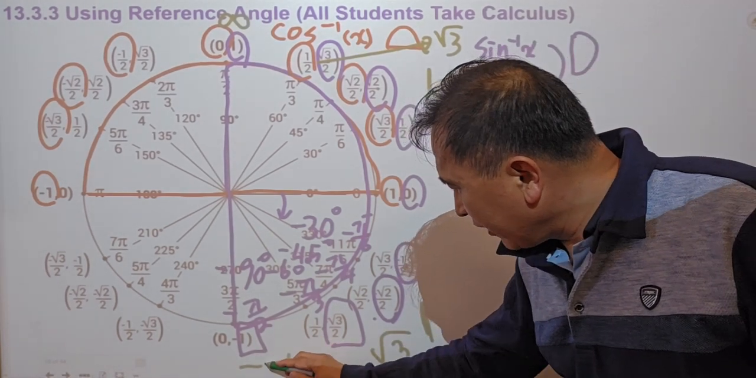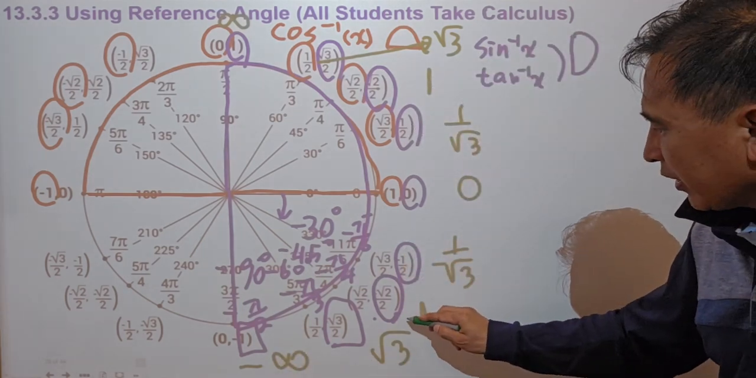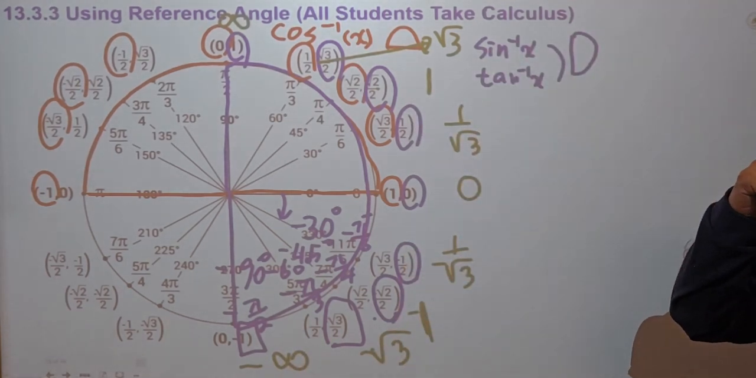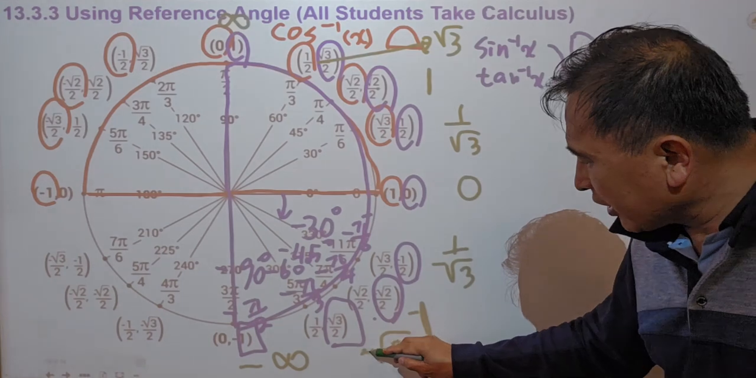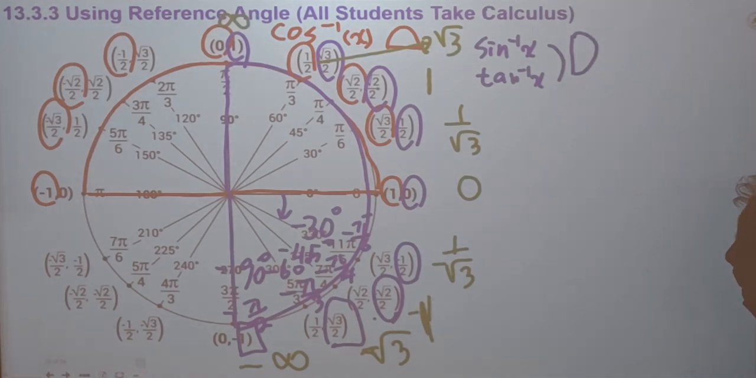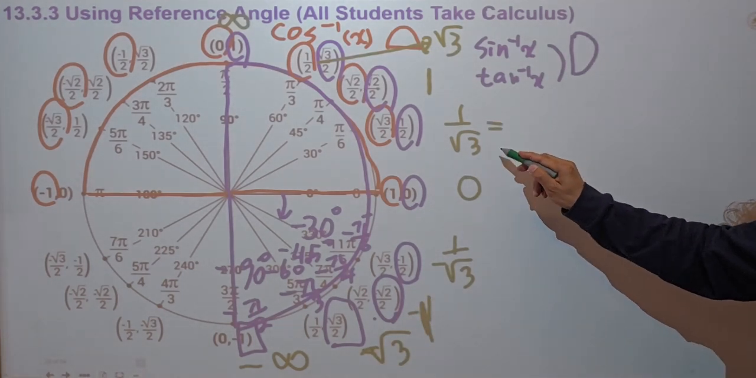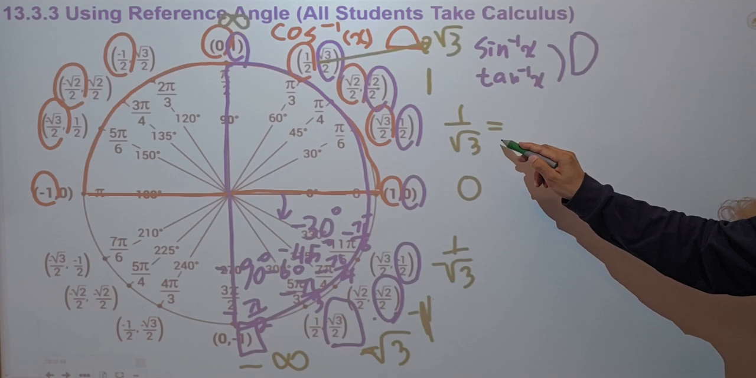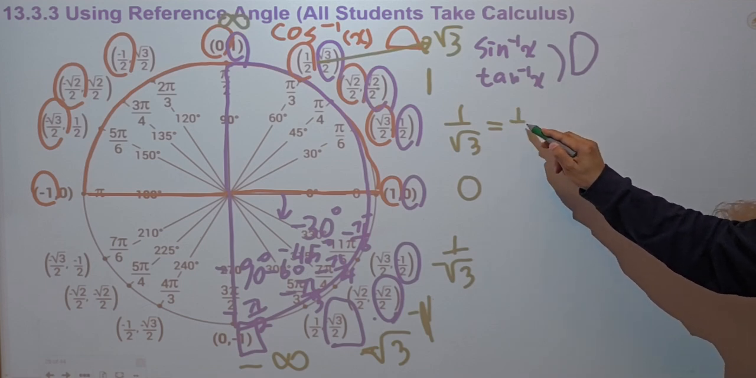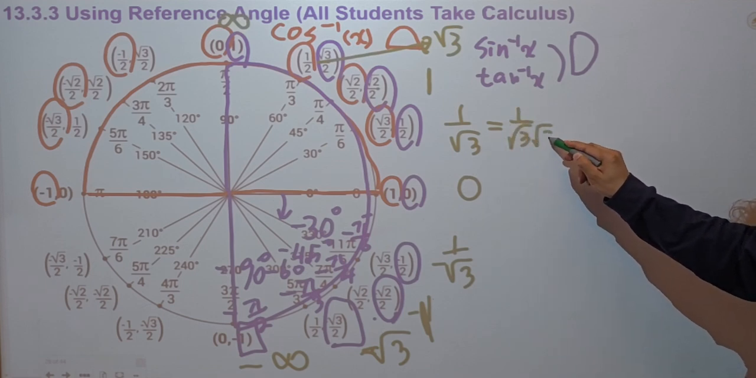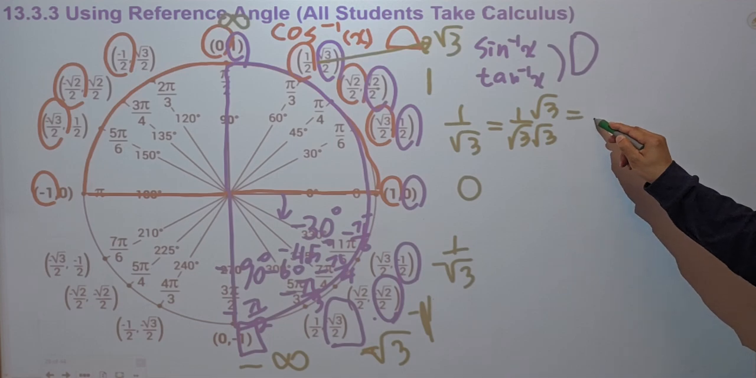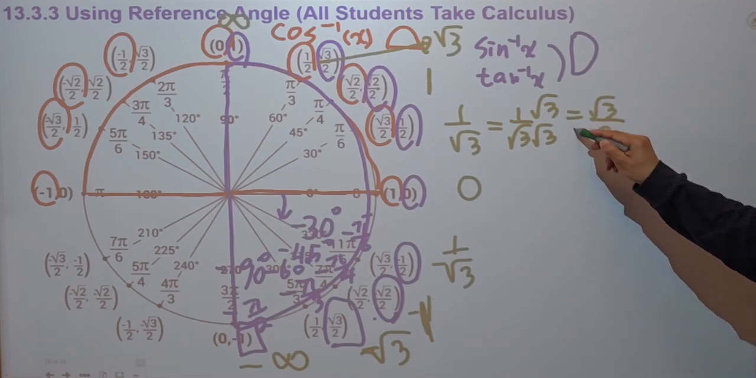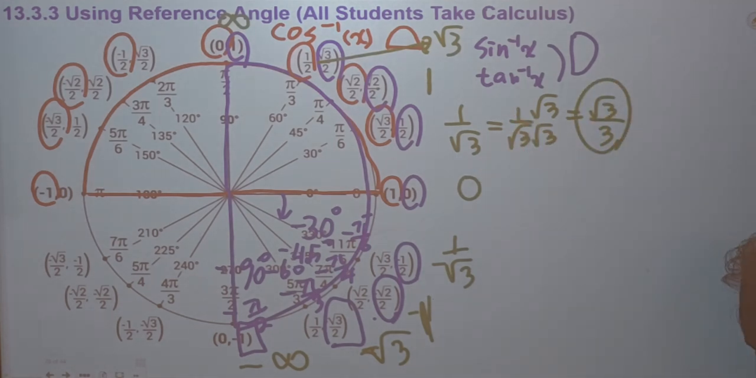That's negative infinity, but these are also negative because the y value is negative. But you're going to see 1 over root 3 written differently: you rationalize it by multiplying by root 3 over root 3, which makes root 3 over 3. So you're going to see root 3 over 3 instead of 1 over root 3 for the tangent.